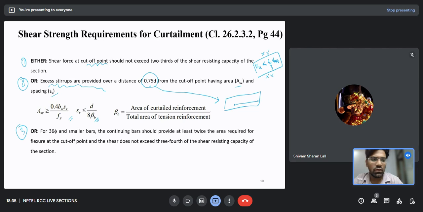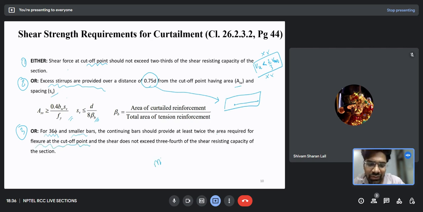Okay, so this was the second clause. Now, what does the third clause say? If I am not able to follow either of the first two, then what should I do? For 35 phi, that is for bars of 35 mm diameter or smaller, the continuing bars should be provided at least twice the area required for the flexure at the cutoff point.